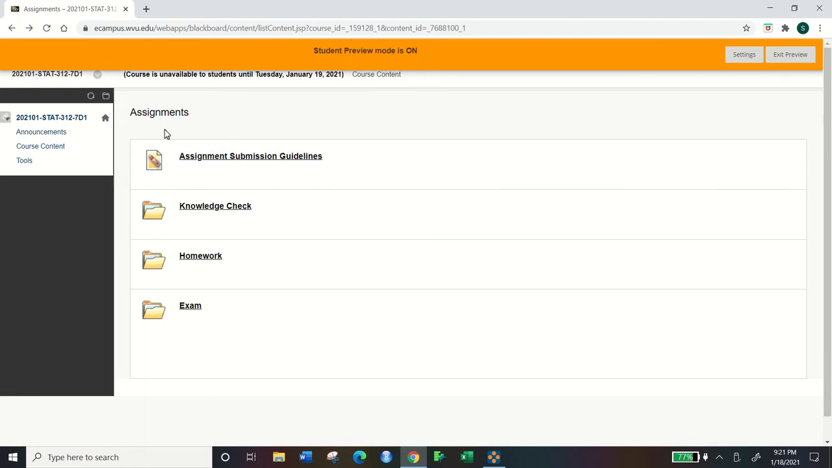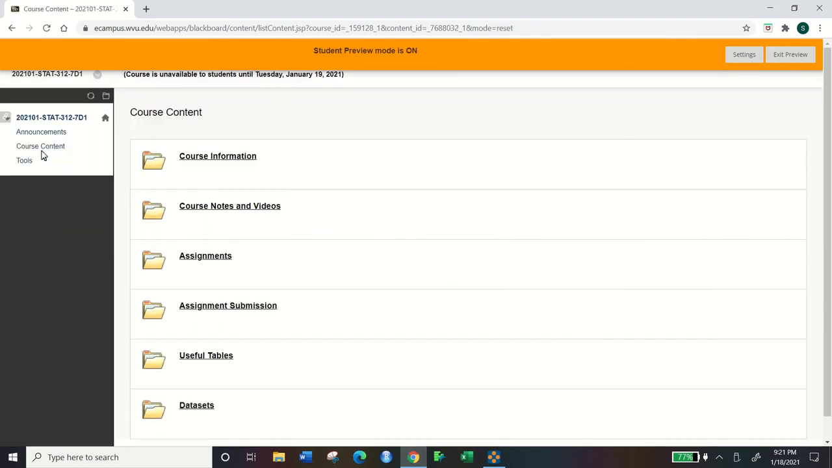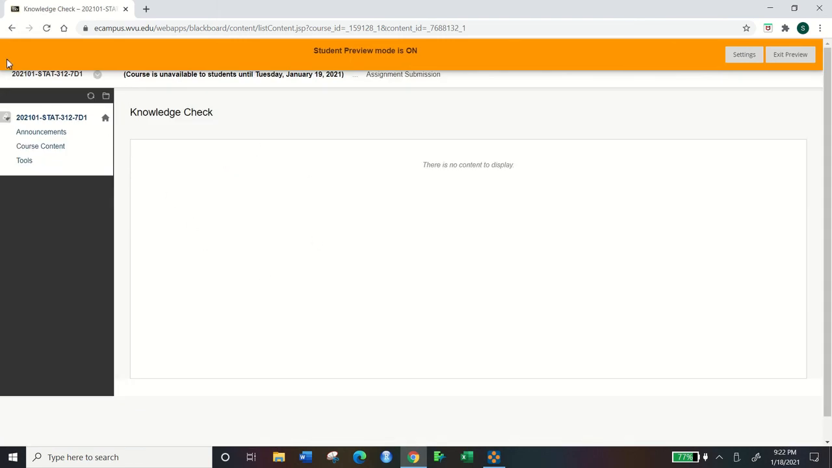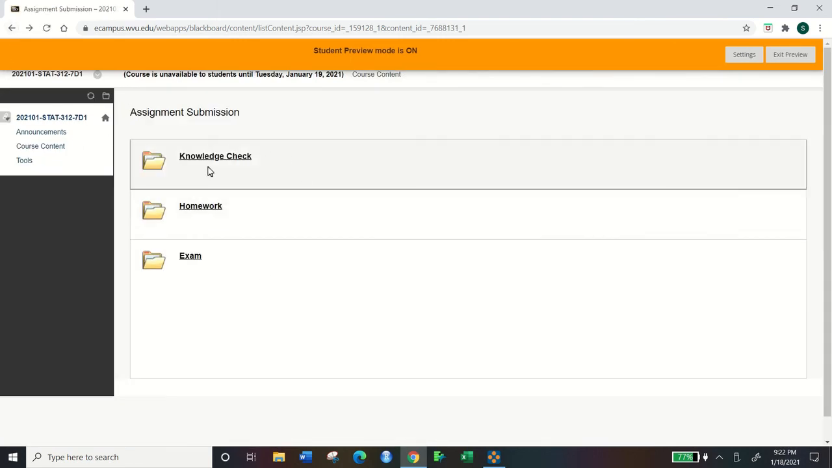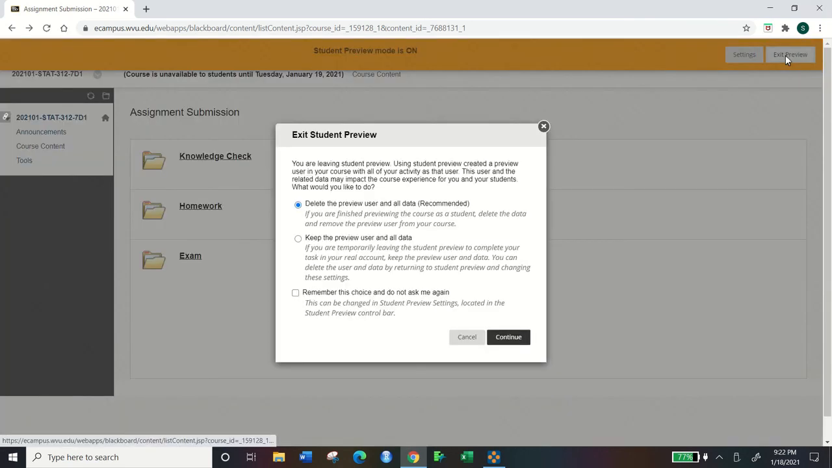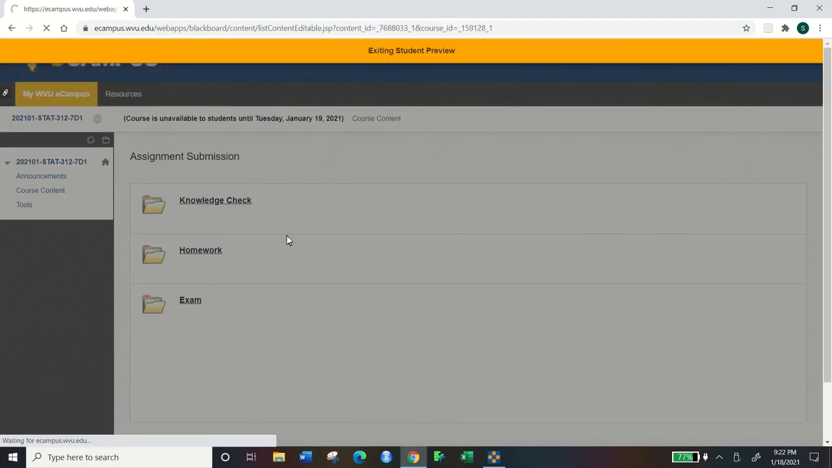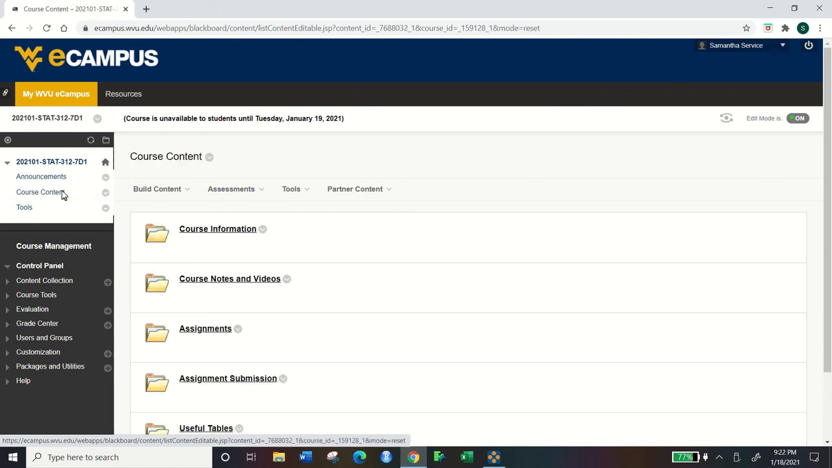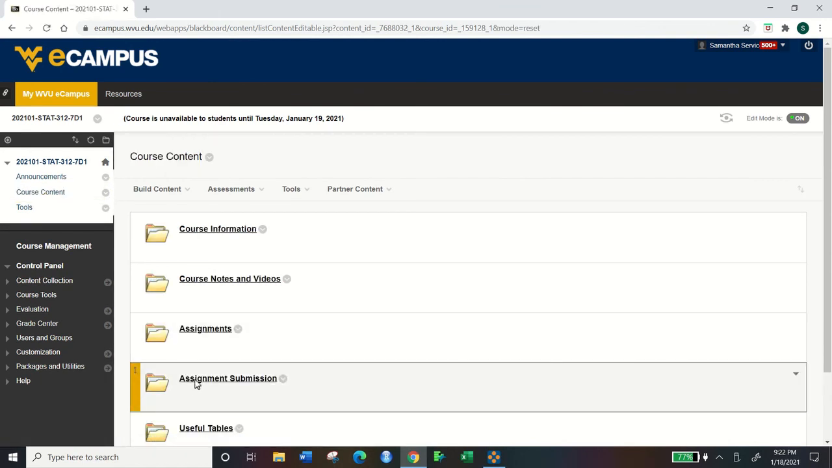Never a good idea. Next, going back to course content, we've talked about assignments and a little bit about the assignment submission. The folder that says assignment submission is where you will turn in all of your assignments. Again, I have these scheduled to automatically unlock as the course goes on. So I'm going to exit out of student preview for a moment so you can see what I mean exactly.